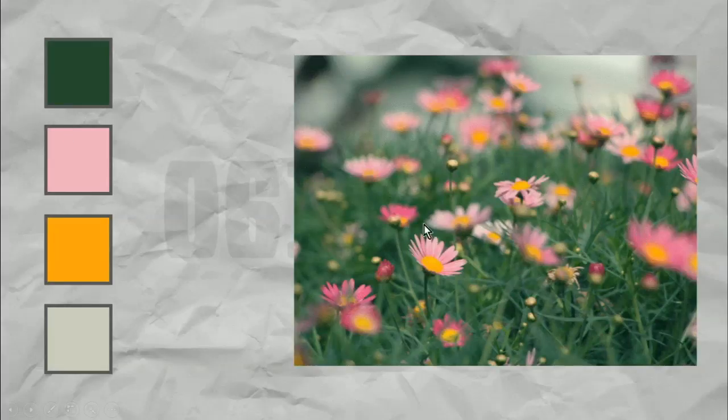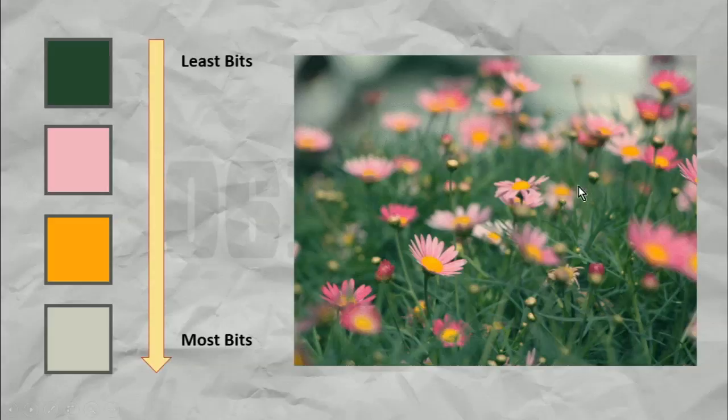Pink is next, where all the flowers are. Orange, quite a bit as well, here and there. And finally, white is only really present in the background. What this means is, if we were to actually use Huffman coding, what we will find is a pattern like this. Greens will be represented with the least number of bits. And moving down to less common colors, we can afford to use more bits. So that's basically the concept behind Huffman coding.